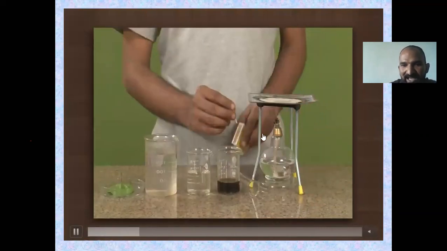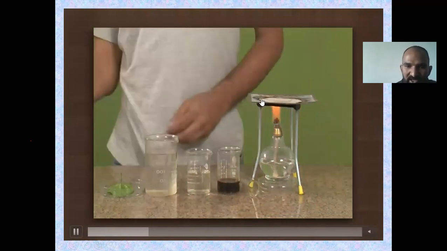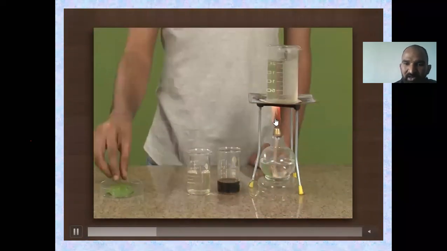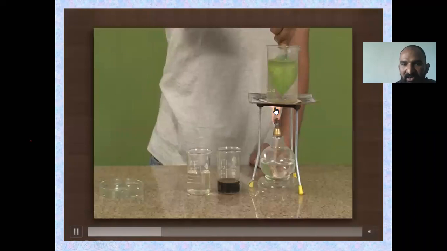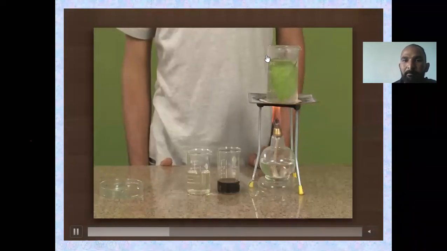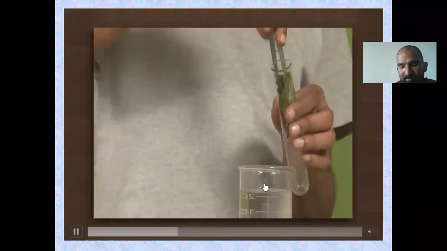So it is a spirit lamp and a tripod stand and also an asbestos gauze. Okay, so he lit the spirit lamp, and that is placed under the tripod stand, and the tripod stand is covered with an asbestos gauze. Put the beaker on it and take water in the beaker, so they placed it on the asbestos gauze.